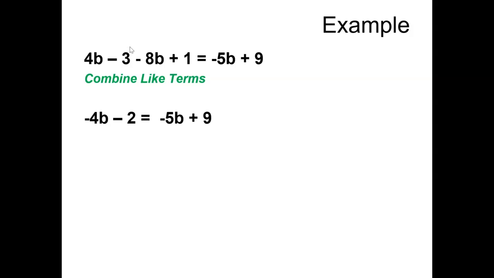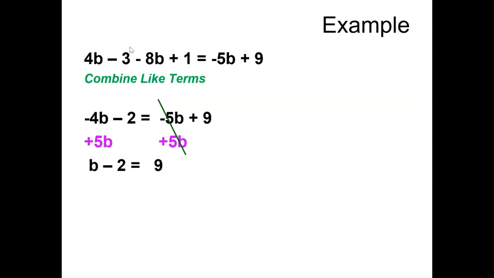Now the b's are on the opposite sides of the equation. You have to decide to get rid of one of them. I usually get rid of the smaller one, negative 4 and negative 5. Negative 5 is a smaller number, so I will get rid of negative 5b by adding 5b on both sides. By doing it, you will see that you can get elimination of negative 5b and 5b, which is 0. So I will end up having negative 4b plus 5b, which is 1b, b minus 2 equals 9.